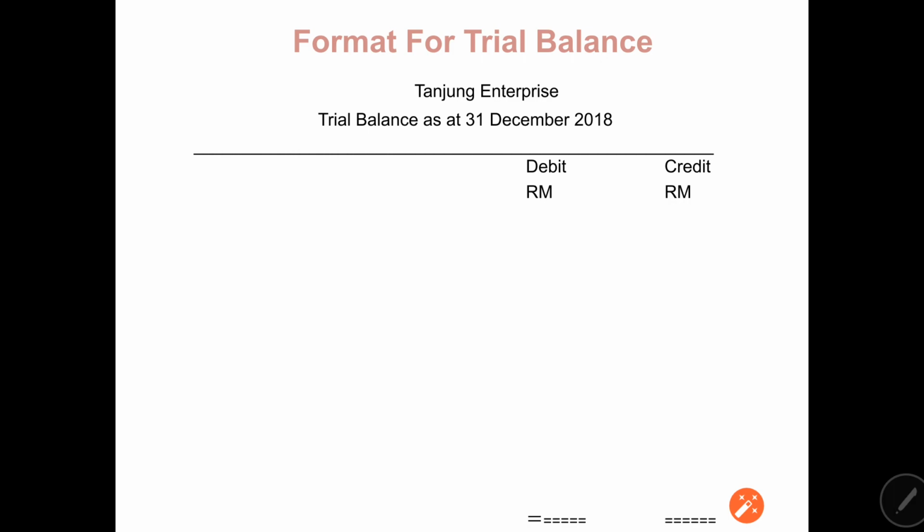OK，我们再看一下 format 应该是怎样的。OK, so again the format is like this. Okay, with the name of the sole trader and the title trial balance as at a date. Okay, and you have the debit column, you have the credit column 啦。All assets should be reflected on the debit side. Okay, 所有的 asset 应该是在 debit 的。Okay, example of asset you should know by now: motor vehicles, office furniture, inventory, cash in hand, cash at bank, accounts receivable, and many more.